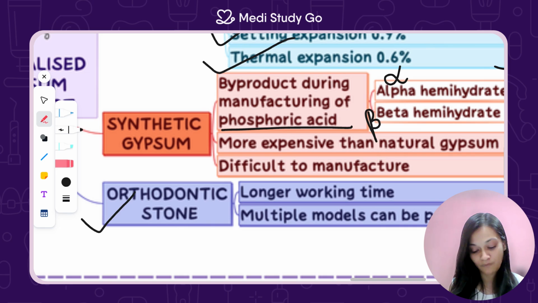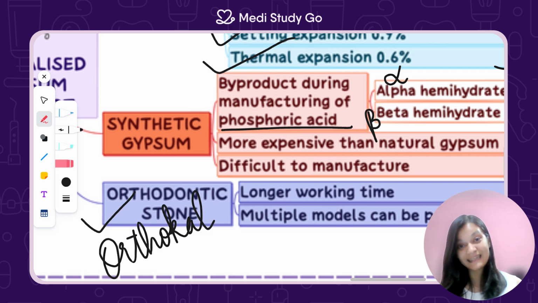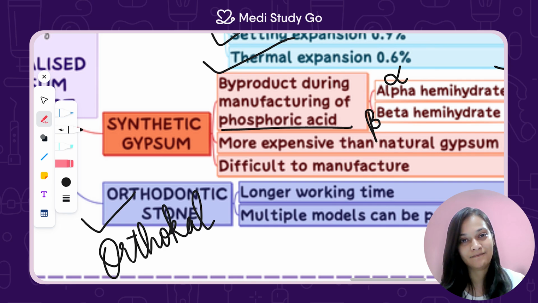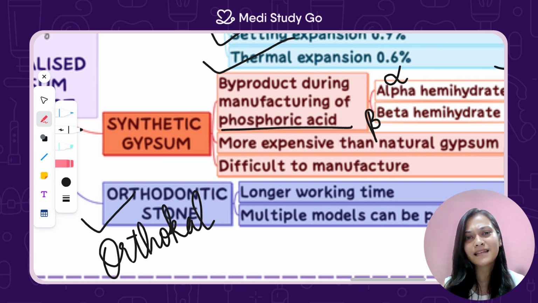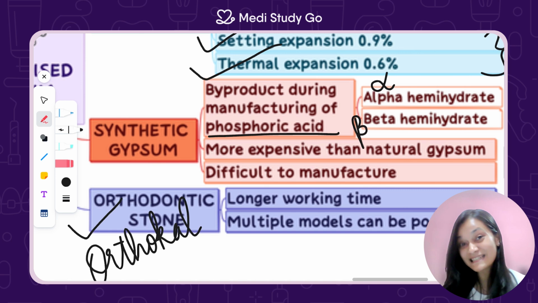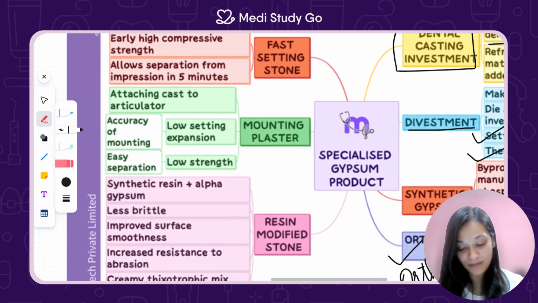Orthodontic stone, what you use in your ortho labs, also commonly known as orthocal. Why? What is the modification? Basically, there is a very prolonged working time that comes in picture. So it is nothing but your type 3 with a very long working time because you have to pour multiple models, study models. So hence this was one of the alteration and it is under your specialized gypsum product.